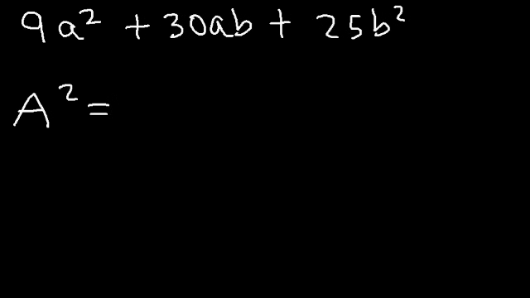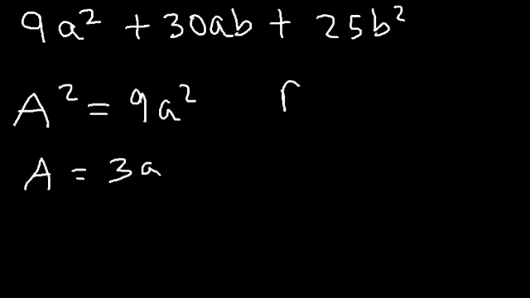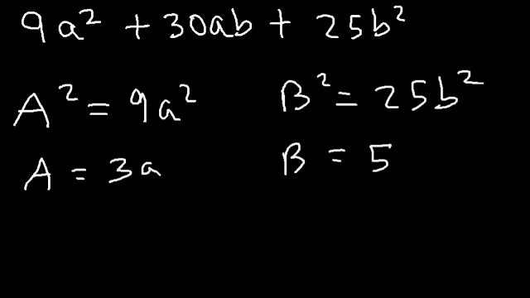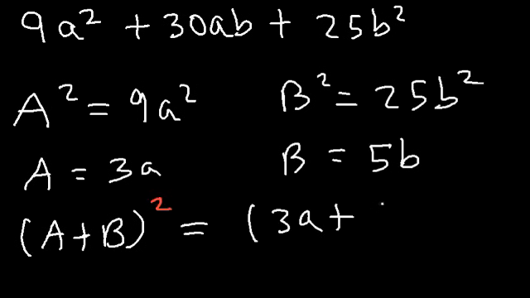So a squared is going to be equal to the first part of this expression, and that is 9a squared. So a is therefore the square root of 9a squared, which is 3a. B squared is equal to the last part of this trinomial. That's 25 lowercase b squared. So capital B is going to be 5 lowercase b. So we know the answer is going to be (a + b) squared. So therefore, the final answer should be (3a + 5b) squared. If it's a perfect square trinomial, this is what you can do to quickly get the answer. So it should be (3a + 5b) squared.